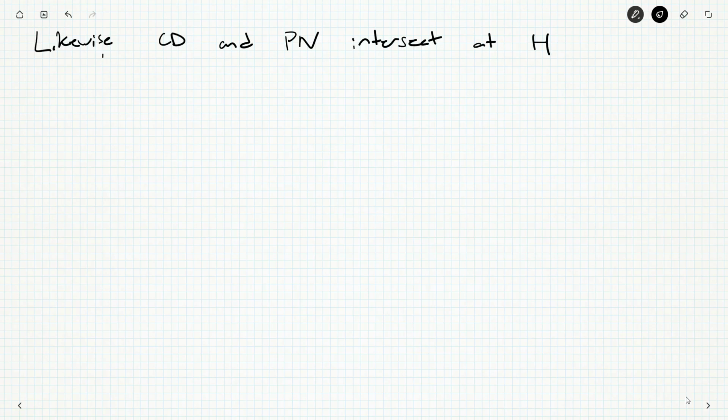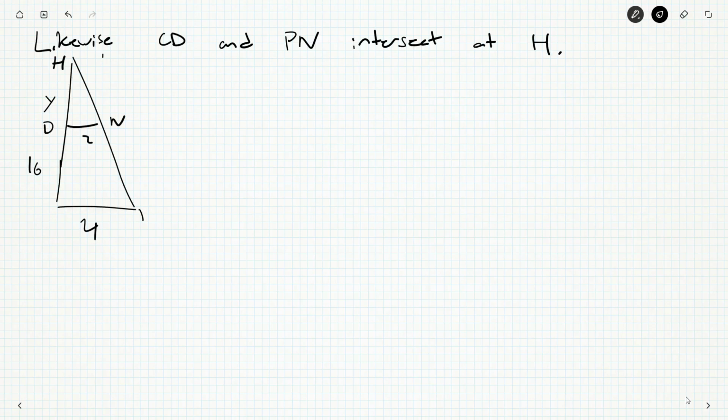Rather than have to repeat that argument with the plane, I'm going to say likewise, CD and PN intersect at H. And so it's 4, it's 2, it's 16. We'll call this Y. But you can already see it's the same ratio, so the whole thing is going to be the exact same. This is N, this is P, and this is C.